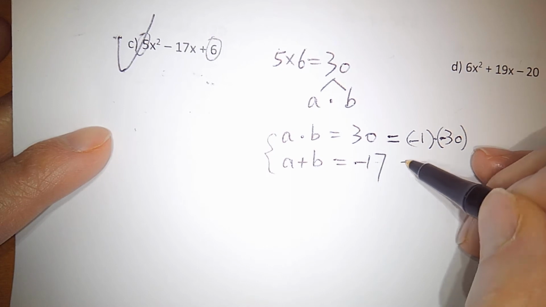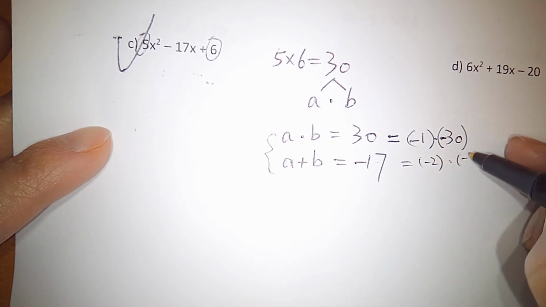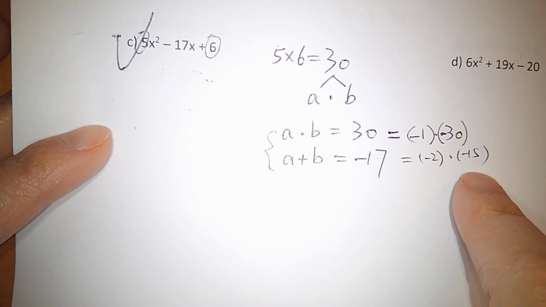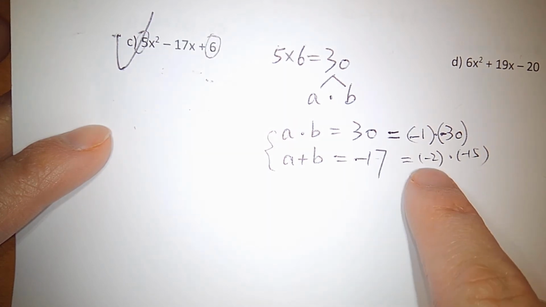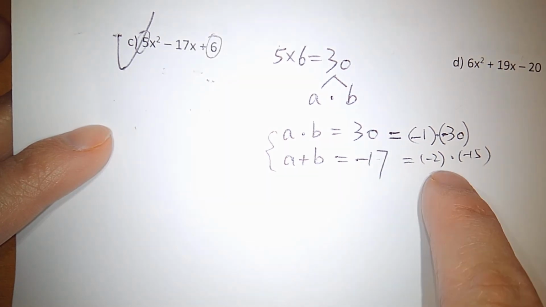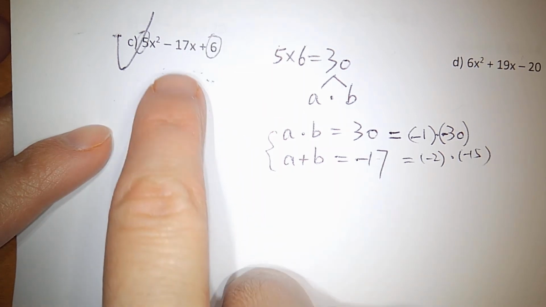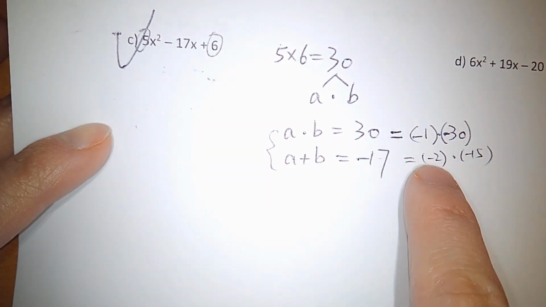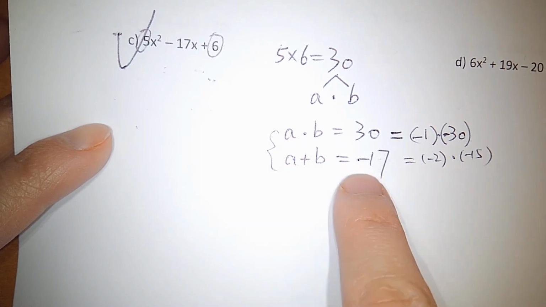No. How about negative 2 times negative 15? Does this work? Yes or no? Does negative 2 plus negative 15 equal negative 17? No. The given is negative 17, right? So does negative 2 plus negative 15 equal negative 17? No.